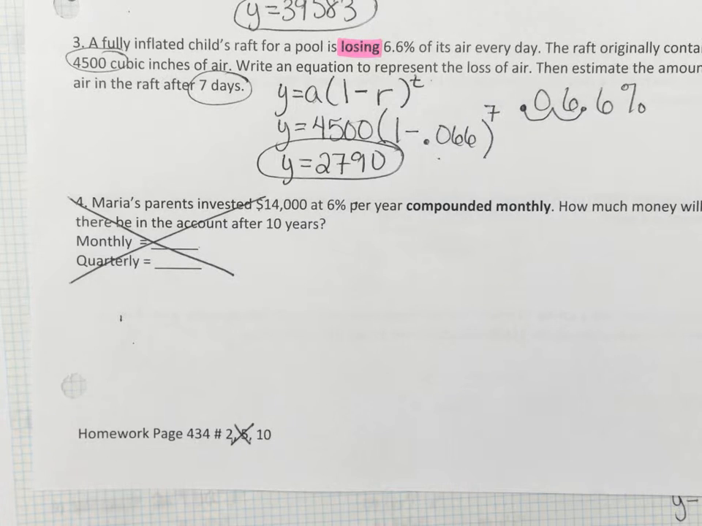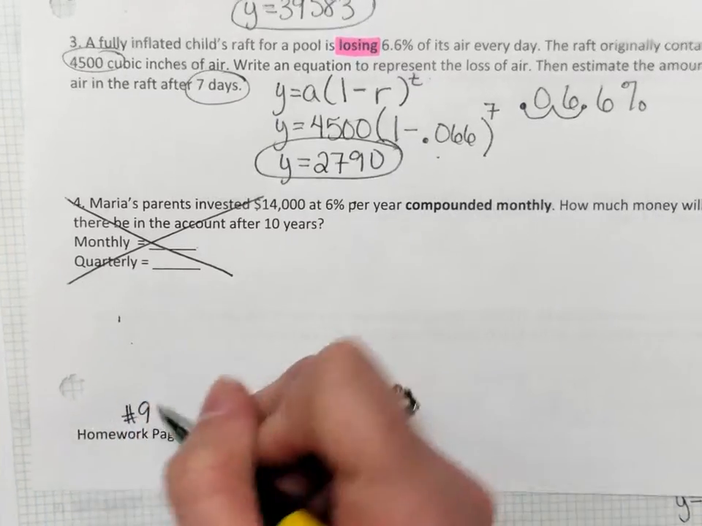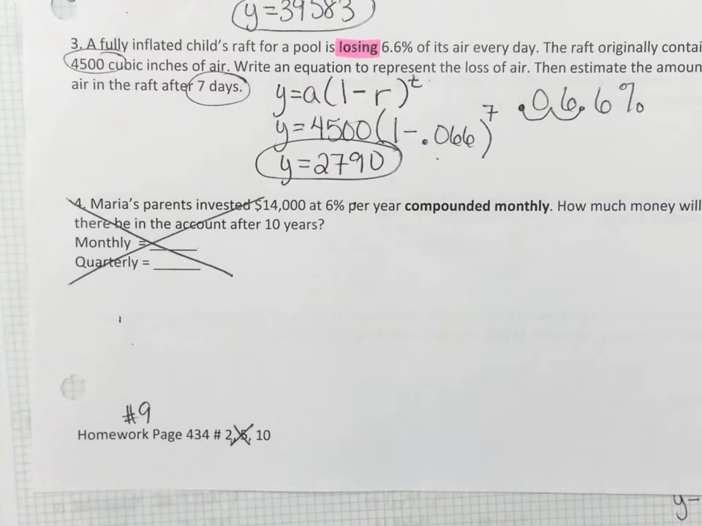Is this 8 guys or 9? It's 9. There you go. 2 and 10. 2 whole problems.